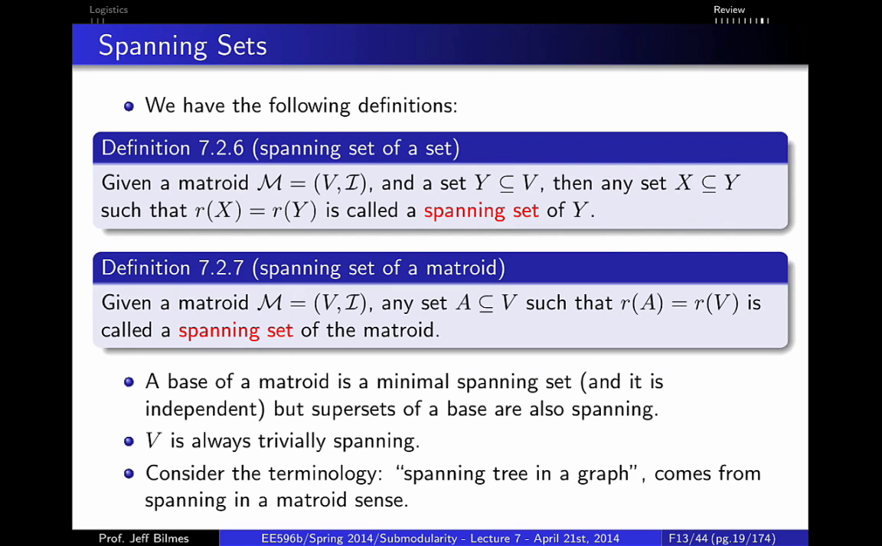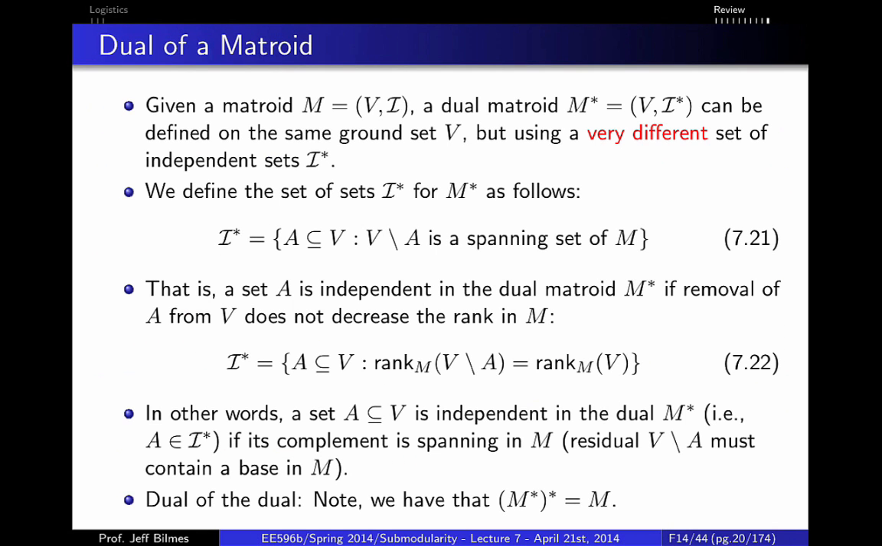If you have a particular subset Y, and X is a subset of Y, X spans Y if the ranks of X and Y are the same. Here's the spanning set of a matroid. A base is like a minimal spanning set, because if you add stuff you'll still be spanning, since the rank's not going to increase. But if you've got a base, it's a minimal spanning set, so as soon as you remove an element, you're going to decrease the rank. A couple of other facts: V is always trivially spanning, and this leads to the spanning tree of a graph. So this is all review, okay?